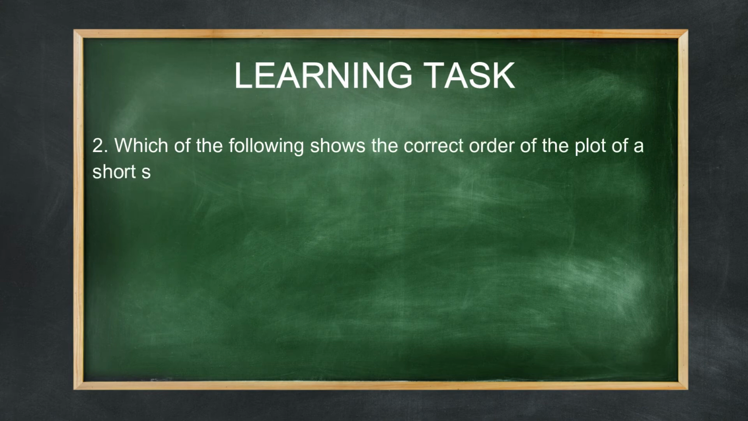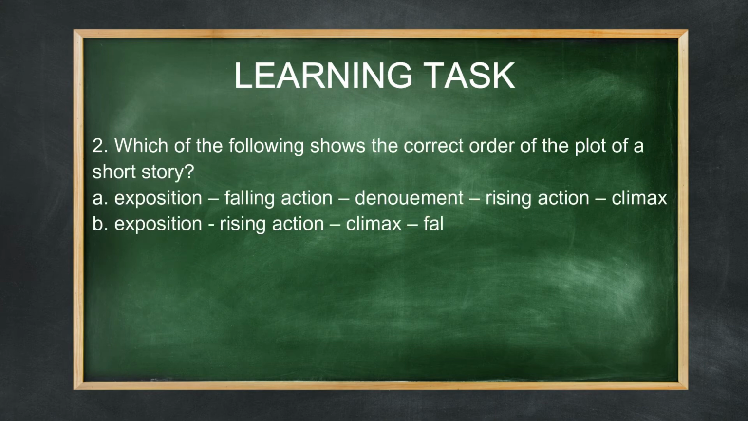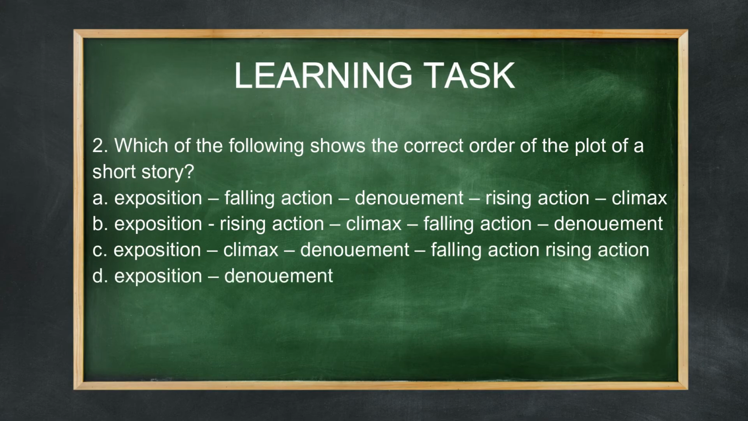2. Which of the following shows the correct order of the plot of a short story? A. Exposition, falling action, denouement, rising action, climax. B. Exposition, rising action, climax, falling action, denouement. C. Exposition, climax, denouement, falling action, rising action. D. Exposition, denouement, climax, rising action, falling action.